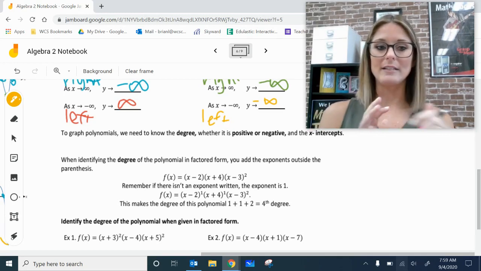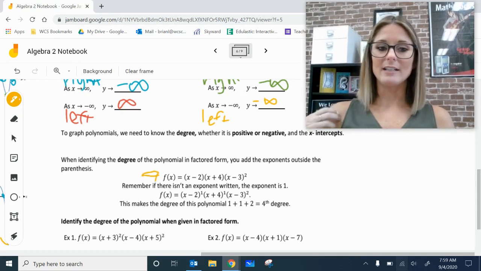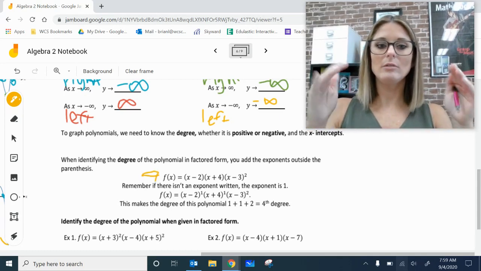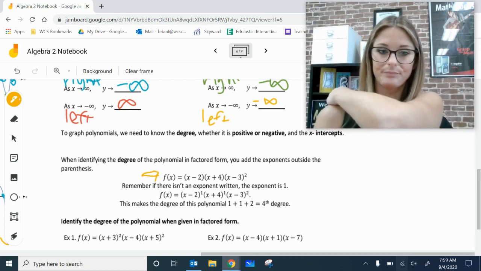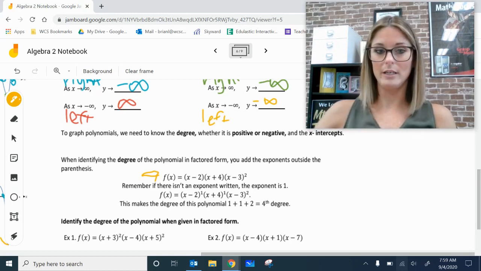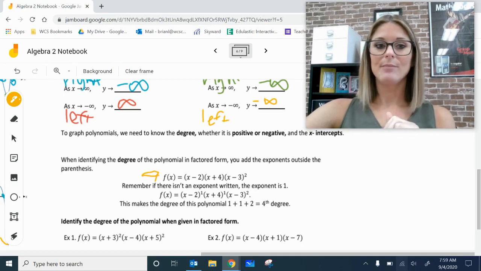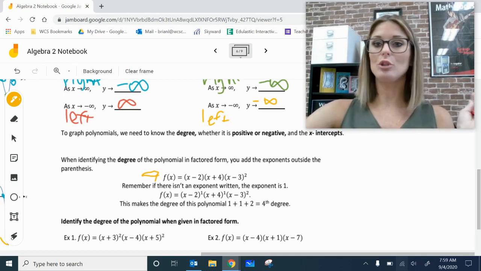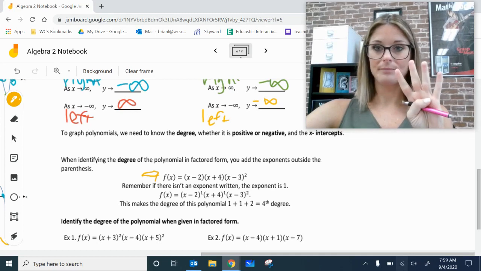So you have your basic example right here. This is like what they would have given me. F of x equals quantity x minus 2 times quantity x plus 4 times quantity x minus 3 squared. Remember, if there isn't an exponent written, the exponent is understood to be 1. I've added the ones so that you can see, to find the degree of a polynomial, you add them all up. So 1 plus 1 plus 2 makes 4. That original example, its degree is 4.